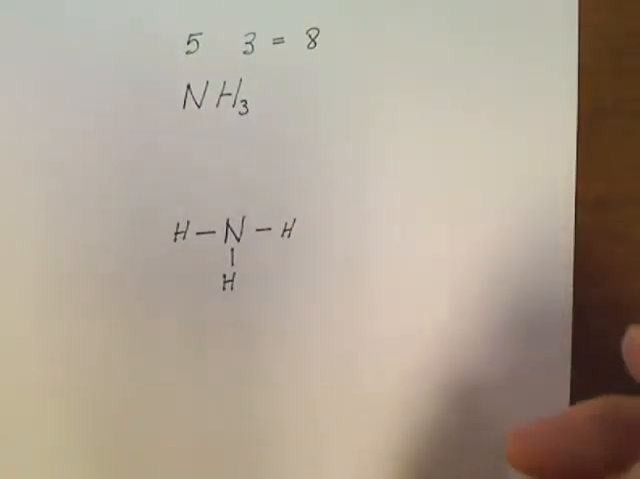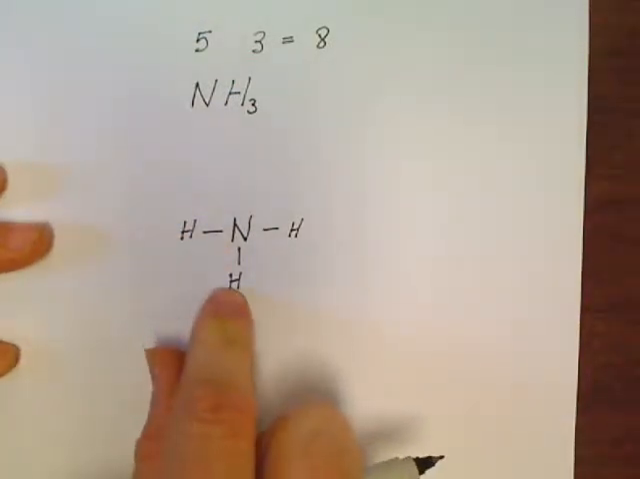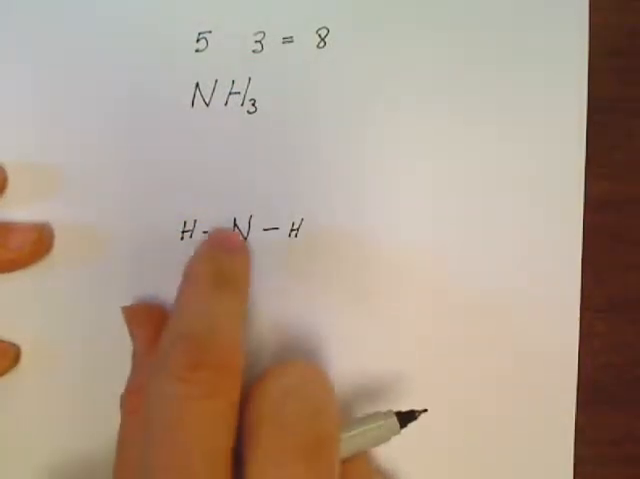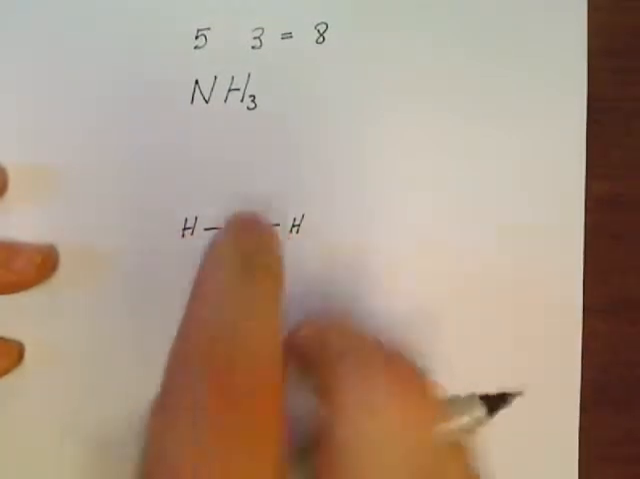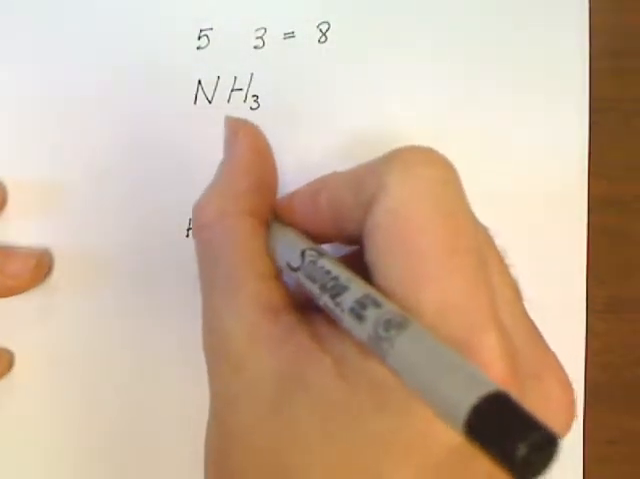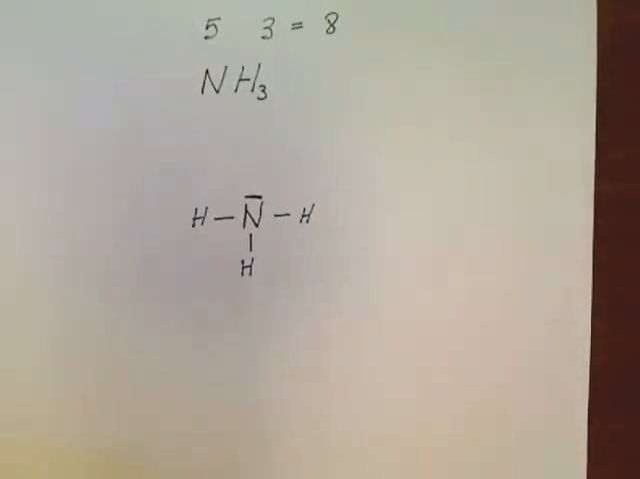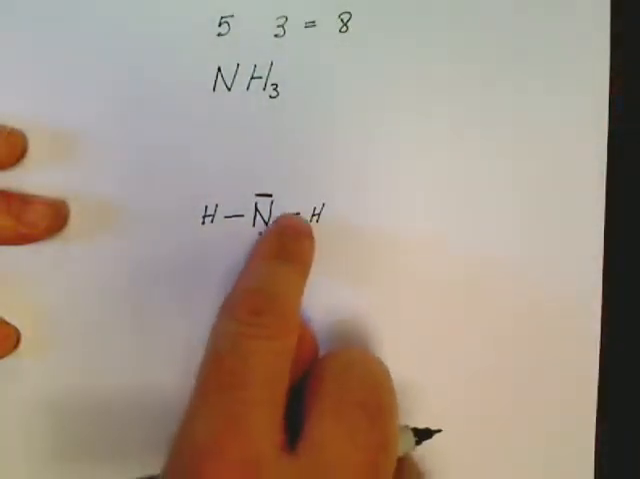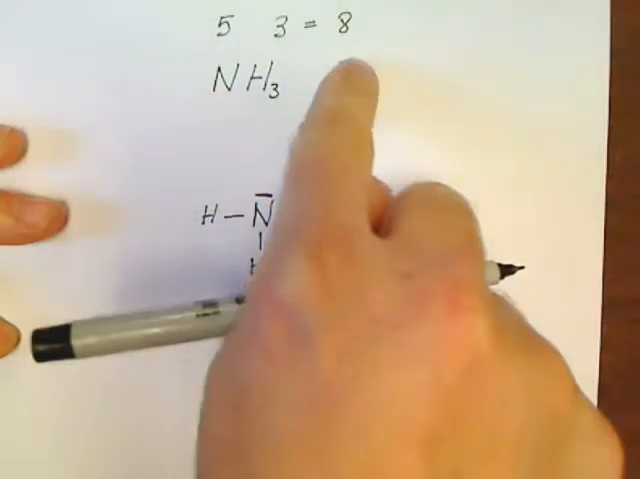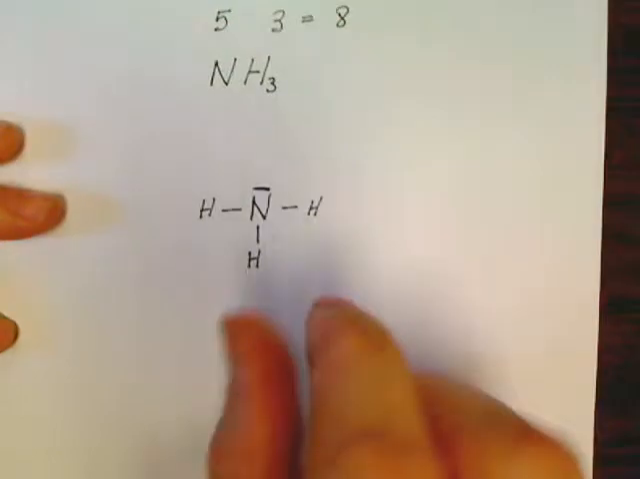And now I need to make sure everything's got 8. Well, hydrogen doesn't need 8, so it's fine the way it is. But this nitrogen in the center, it needs 8. 2, 4, 6. So that means I'm going to take this missing spot and put one of those free pairs up on top of the nitrogen. And now everything's got 8. Now I'll look at my picture and check my answer. I've got 2, 4, 6, 8 in the picture. I'll check my valence. It's 8. That means I've done this one right.